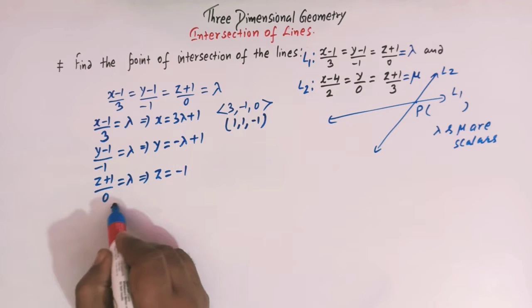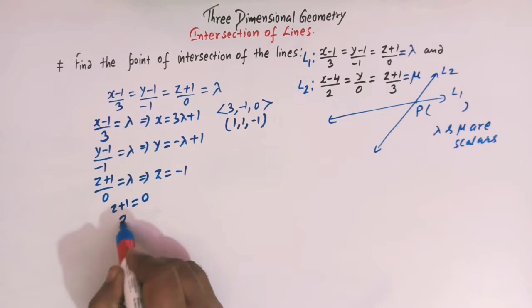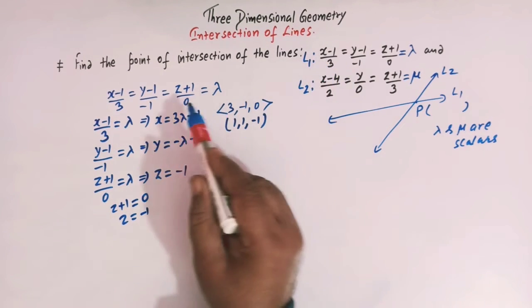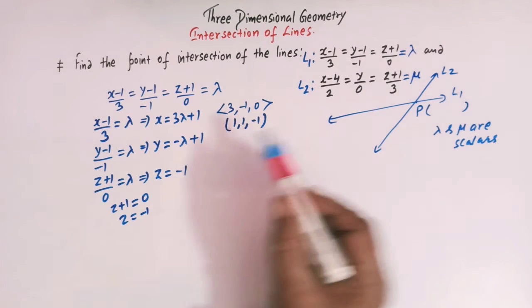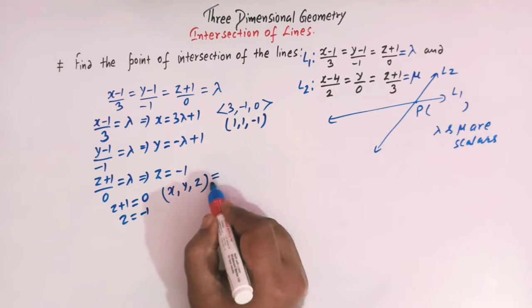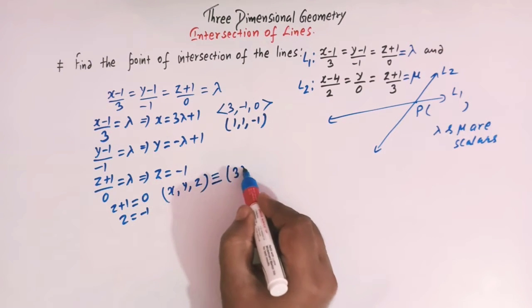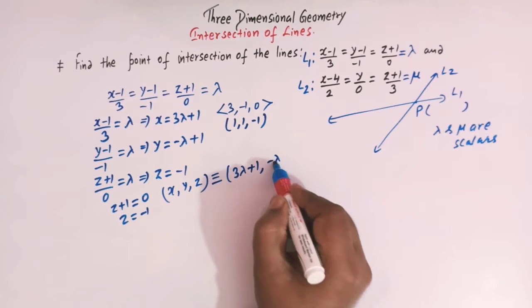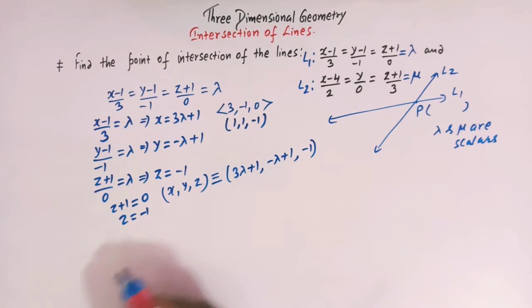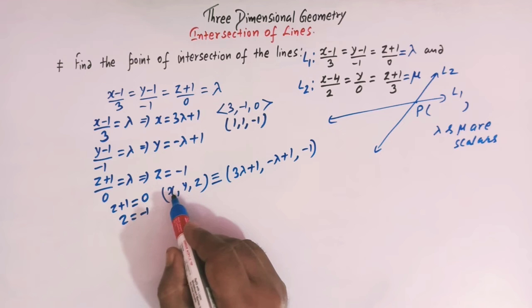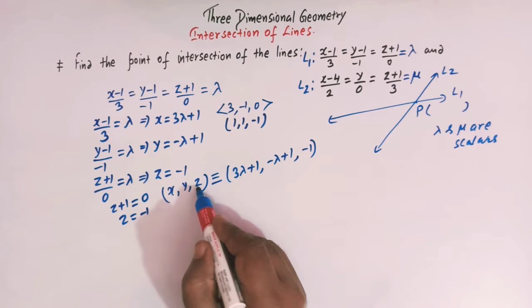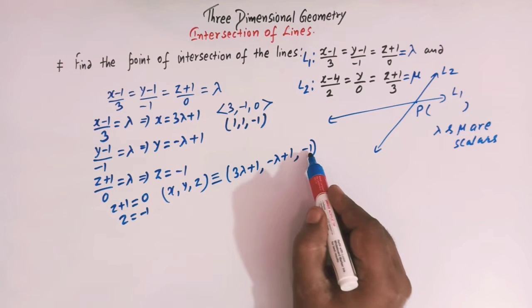So from here we get z plus 1 is equal to 0, so z is equal to minus 1. The coordinates of the general point lying on this line L1 are given by (x, y, z), and these coordinates are (3 lambda plus 1, minus lambda plus 1, minus 1). So here the x and y coordinates depend on this scalar lambda, while this z is an independent coordinate.